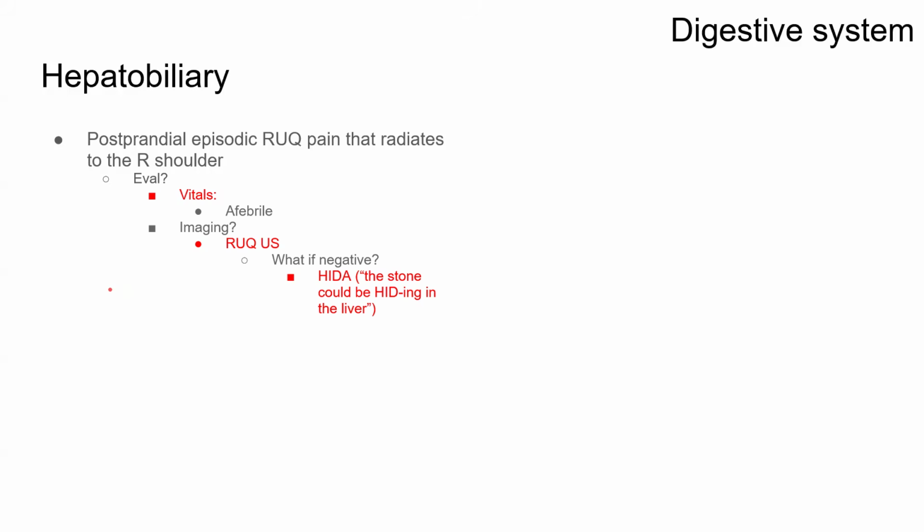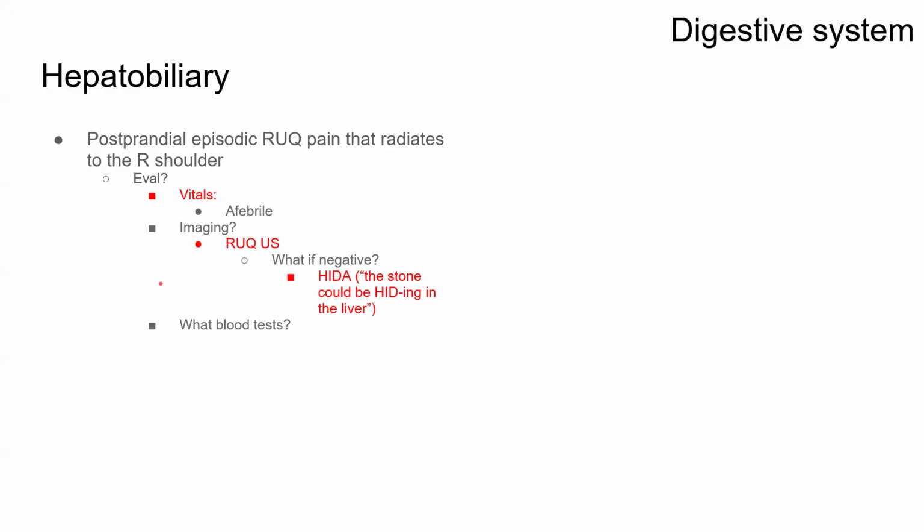The way that I remember this is, you get the right upper quadrant ultrasound first, and if you don't see anything, then whatever's causing the pain could be hiding, or HIDA, in the liver or somewhere in the bile duct.